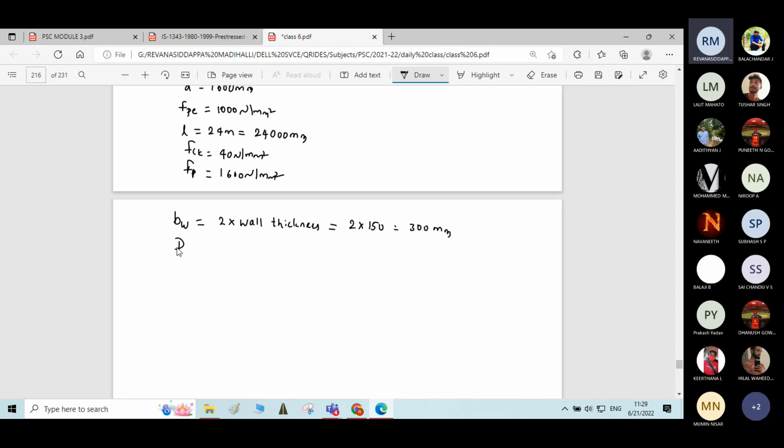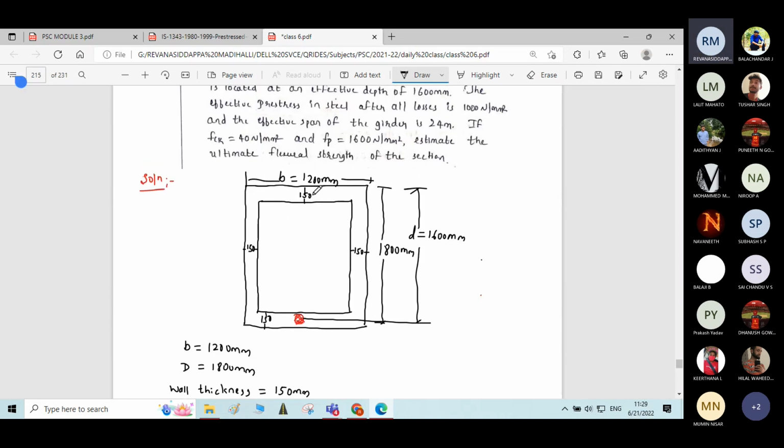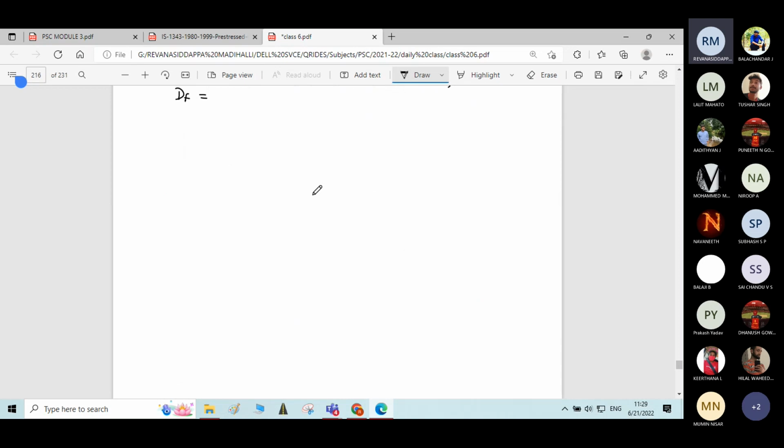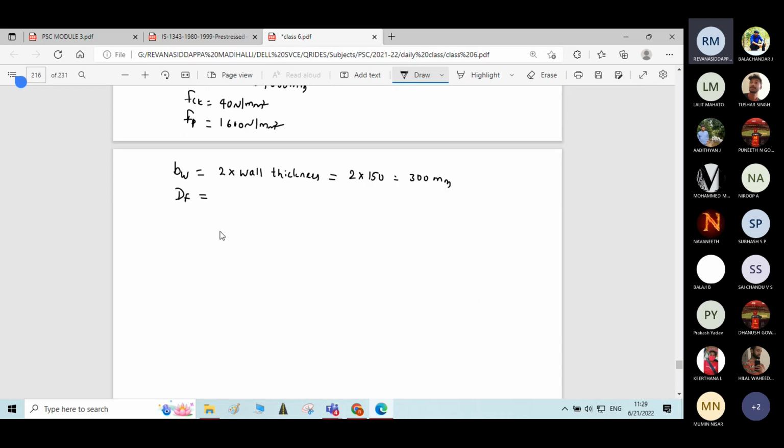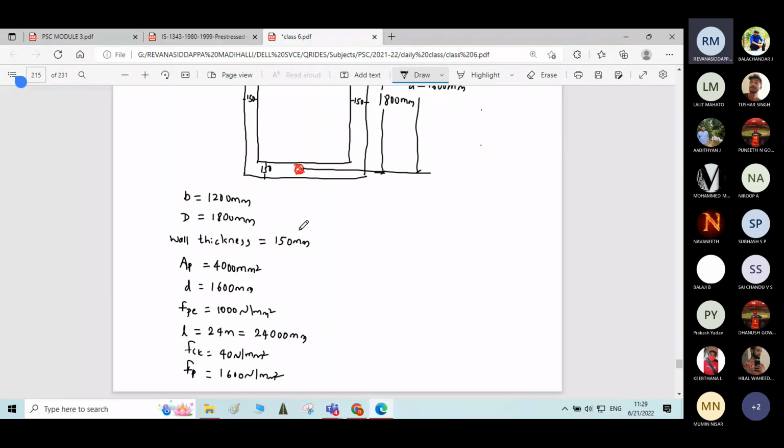Then depth of flange, how much is it? 150 mm. It is analyzed similar to the I section or double T section. 150 mm, nothing but depth of flange. Okay, so this is all given data.